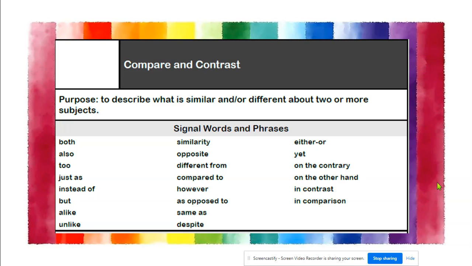Comparing and contrasting. This is another structural choice that authors make. The purpose here is to describe what's similar and or different about two or more objects. We've been using these Venn diagrams for many years throughout your schooling, I'm sure. So you're really familiar with compare and contrast. So I'm just going to pick out some key signal words and phrases here: both, also, alike, however, compared to, in contrast, on the other hand, and on the contrary. Here, the author is choosing to look at similarities and differences.